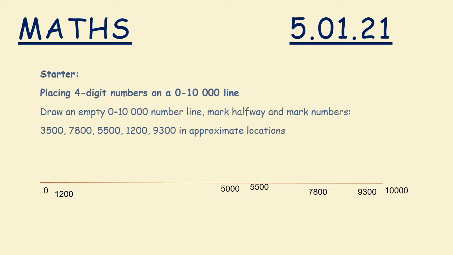Let's start with the starter activity. You have to place 4-digit numbers on a 0 to 10,000 line. You have to draw an empty 0 to 10,000 number line, mark halfway, and then mark the numbers 3,500, 7,800, 5,500, 1,200, and 9,300 in approximate locations. Please have a go in your notebook.